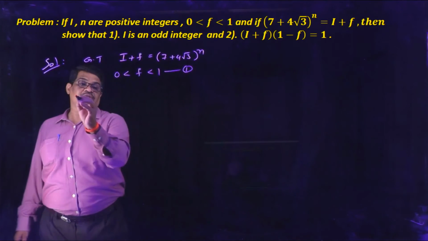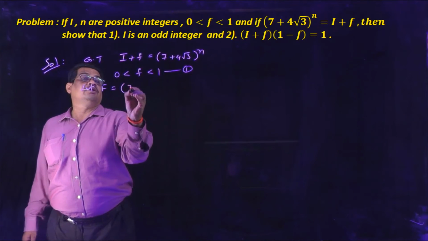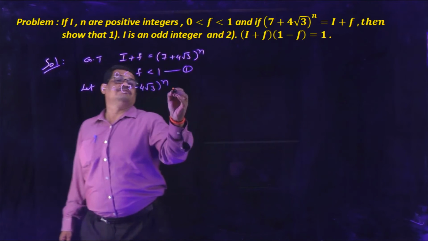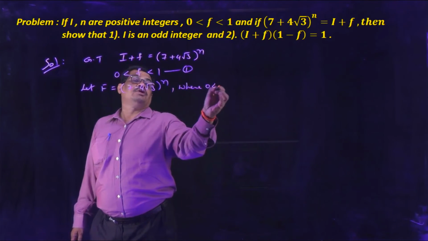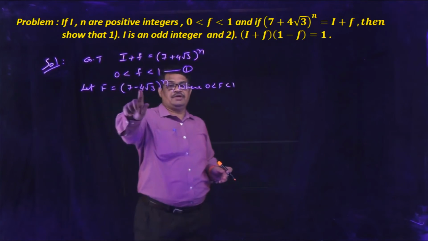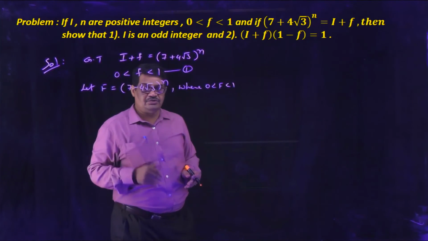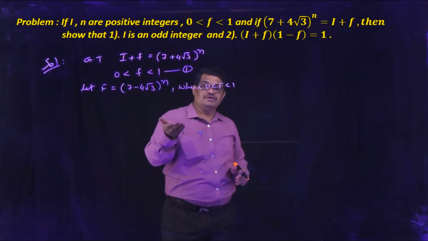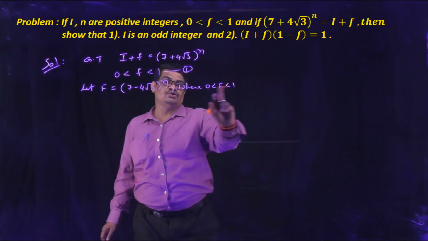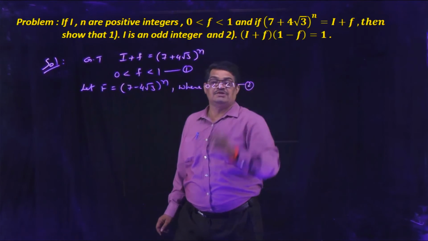Now we are assuming that capital F is equal to (7 minus 4 root 3) whole to the power of n, where 0 less than capital F less than 1. This value 7 minus 4 root 3 is 0 point something, and n is a positive integer. As we increase n, it goes to 0.000. So this value lies between 0 and 1, that is equation 2.